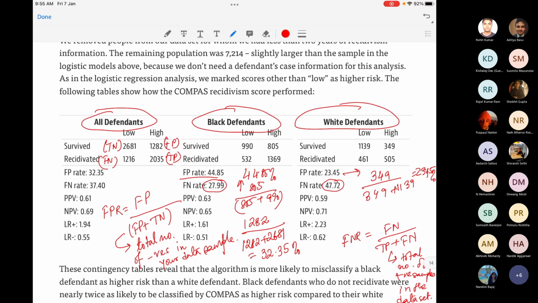So again, this is close to 2 times. The probability that a white defendant will escape the eyes of the Compass score is almost double the probability that a black defendant is going to escape. Is this clear to all of you? Making sense?